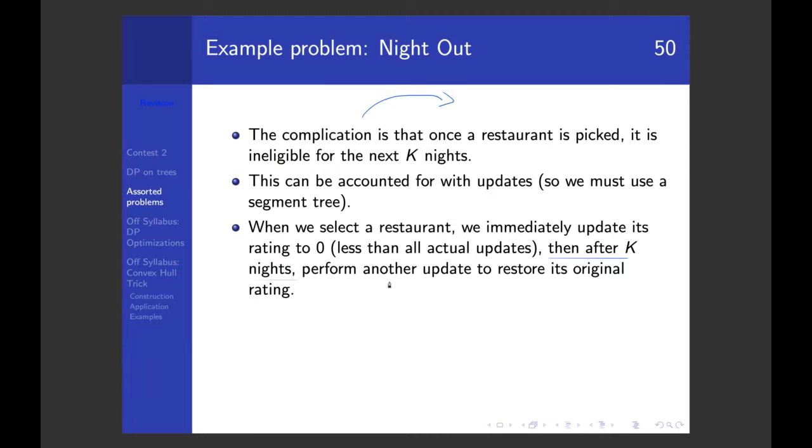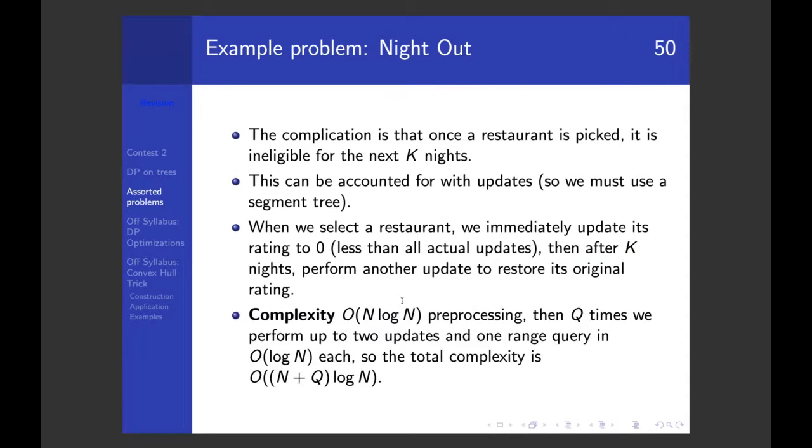So we eat at the restaurant, we set its value to 0. K days later, we set it back to its original rating, which means any queries in between will essentially be ignoring this value, which is what we want in this problem. That's the solution, essentially.